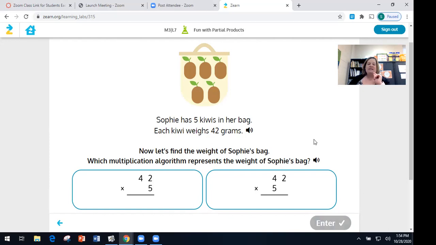So let's find the weight of Sophie's bag. Which multiplication algorithm represents the weight of Sophie's bag? If you watched our previous video, like we asked, then you will know that the first one here is the proper way to set up a vertically done multiplication problem. The multiplication algorithm would be big number, little number, always to the right in the ones place, because 5 represents the ones. There are only 5 of them, so that's ones. They're not tens.